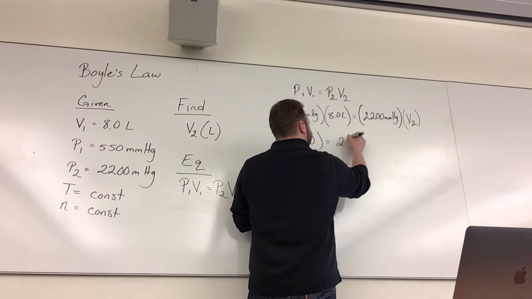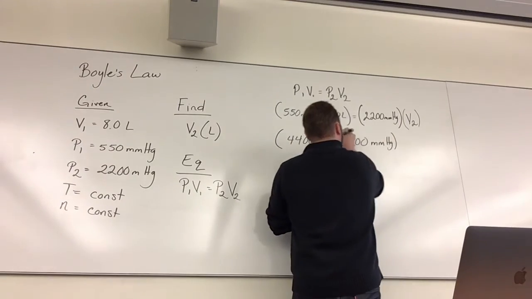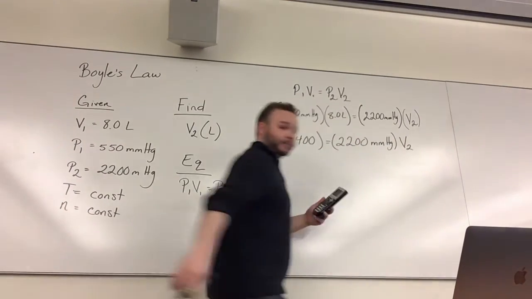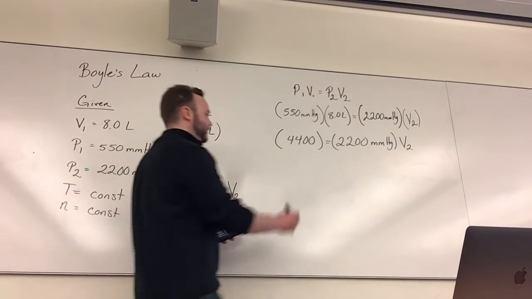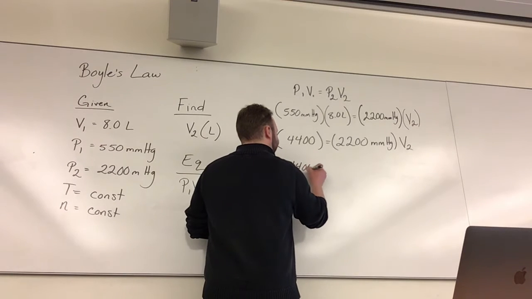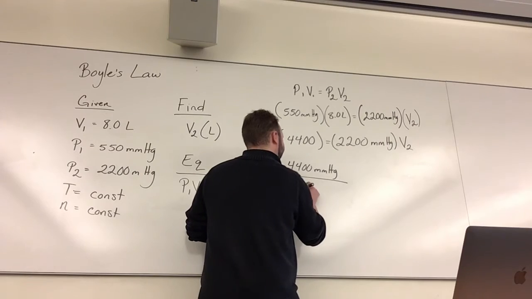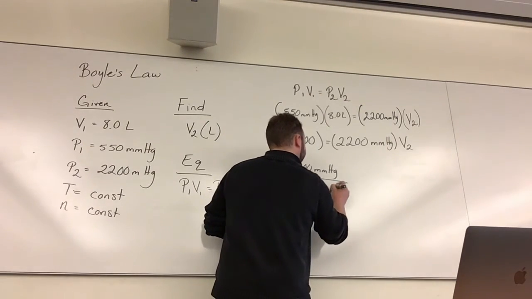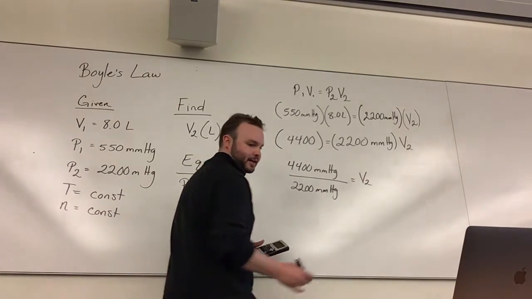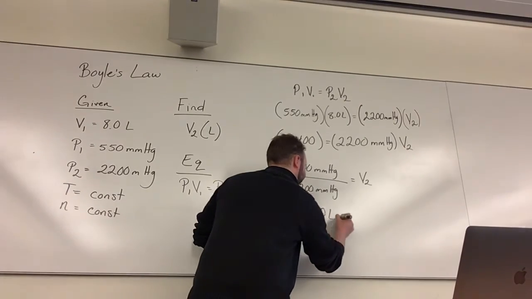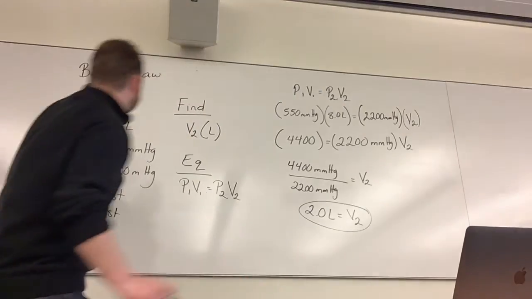And that equals 2,200 millimeters of mercury times V2. Well, how do I get that V2 by itself? We'll divide both sides by 2,200. So you have 4,400 millimeters of mercury divided by 2,200 millimeters of mercury equals V2. If I do that out, I'll end up with a final volume of 2 liters.